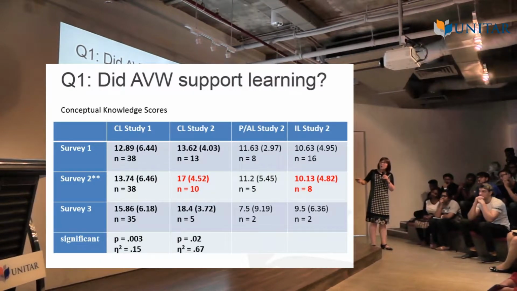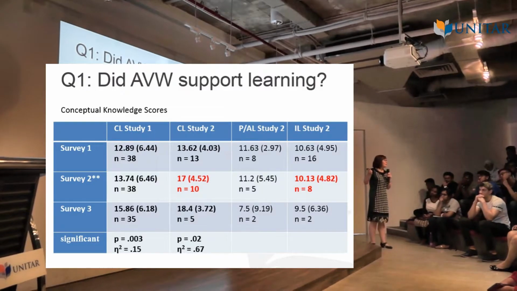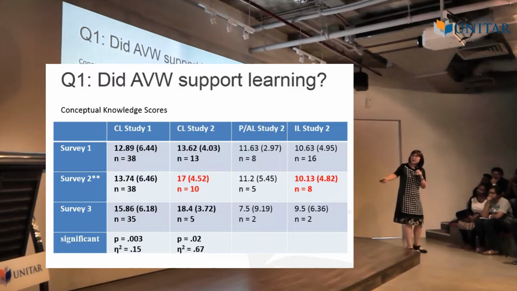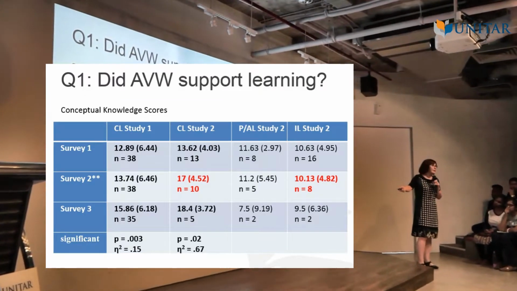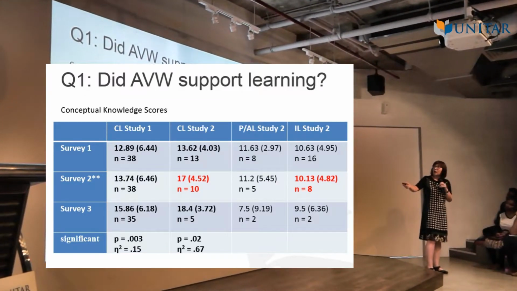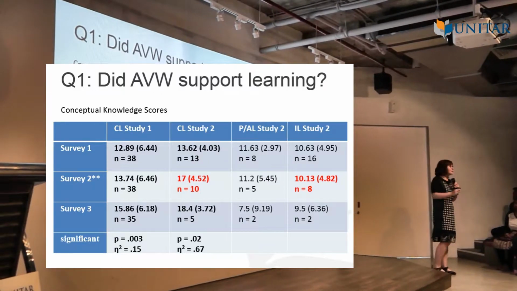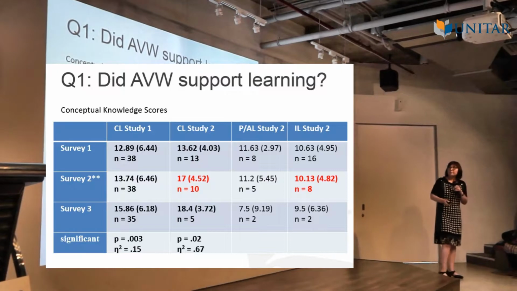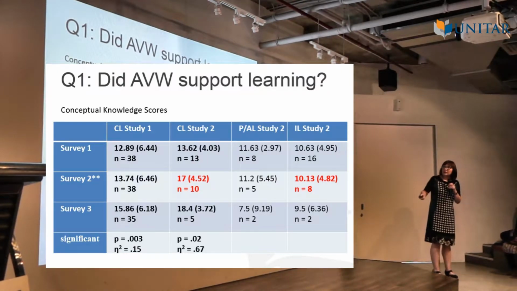The second column is constructive learners from study 2, undergraduate students. The third column, again, undergraduate students, but those who were passive, they just watched videos. And then in the last column, we had inactive learners. They filled the survey, but they haven't watched videos. Okay? So you can see, if you look at postgraduate students, their score on survey 1 was 12.89, and it decreased for survey 2, and then further increased for survey 3.